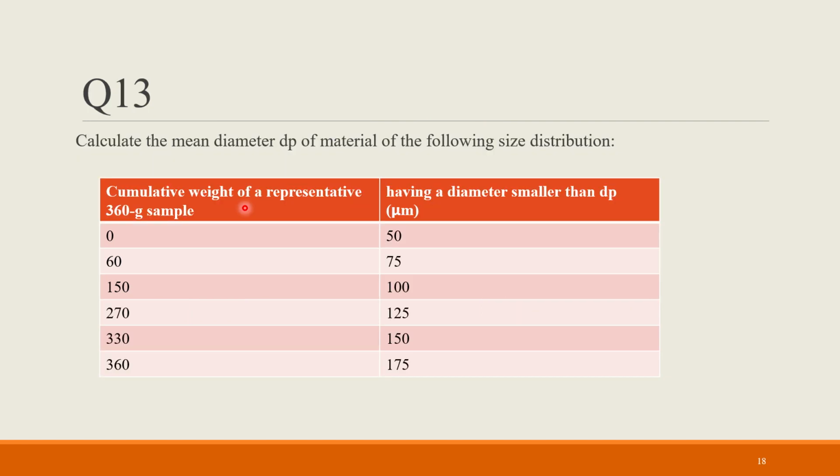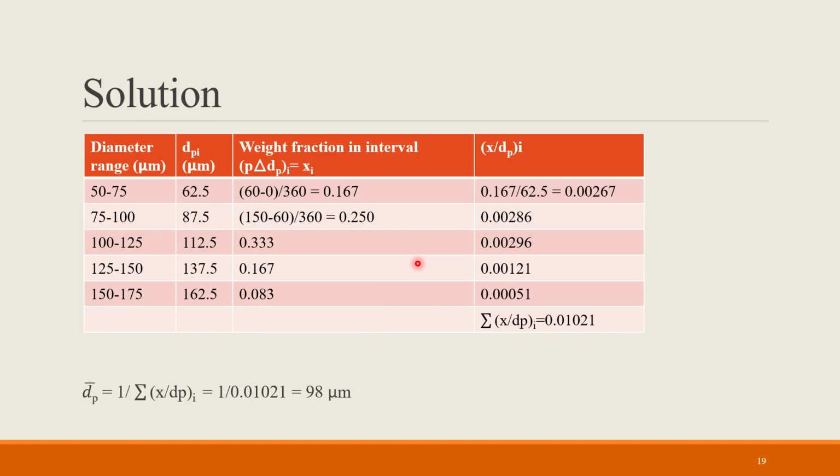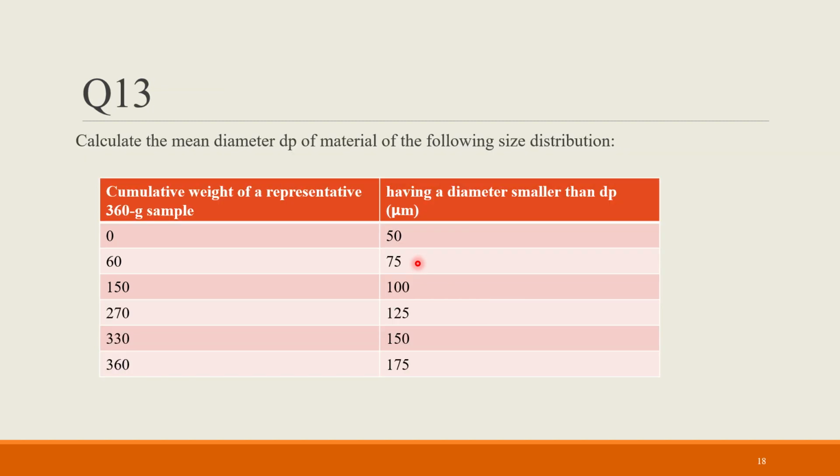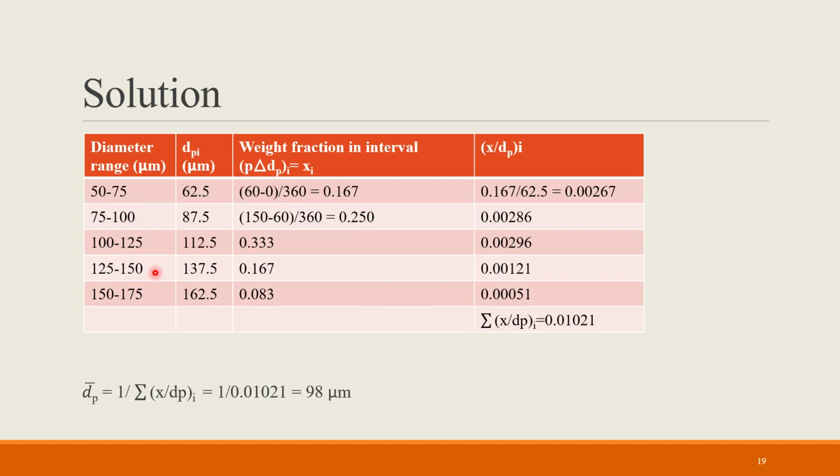For the next range, how would we calculate? Now we are calculating for 75 to 100. So (100 plus 75) by 2, 175 by 2, gives 87.5. How would we calculate the weight fraction in that interval? The weight in this interval is 150 minus 60, that is 90 grams. So the weight fraction is 90 by 360, that is 0.25. So x by dpi in this range is given by 0.00286.